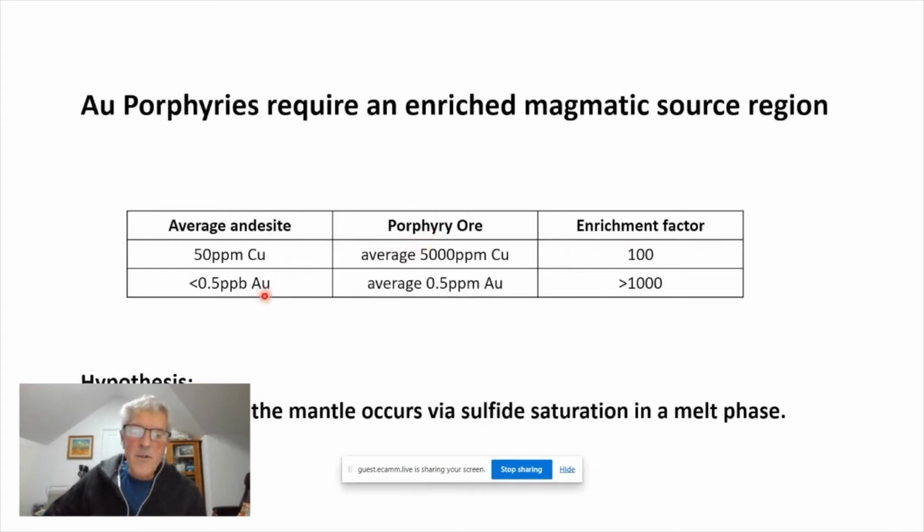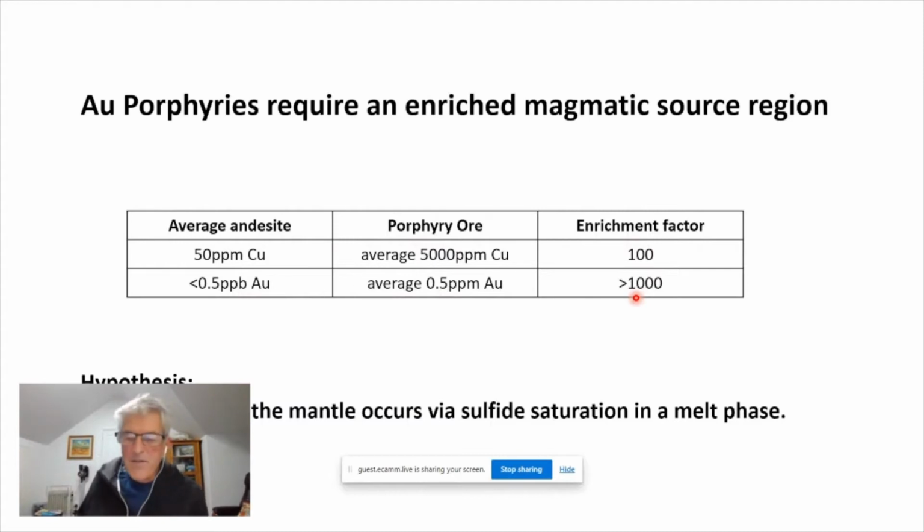So the background gold is less than 1 ppb. It's probably less than half a ppb. So to get to an ore grade of half a gram, it needs an enrichment factor of 1,000 times. So the fractionation processes that generate a porphyry copper deposit are not sufficient to generate a porphyry copper-gold system. There has to be something different about the source region to generate a porphyry copper-gold system.